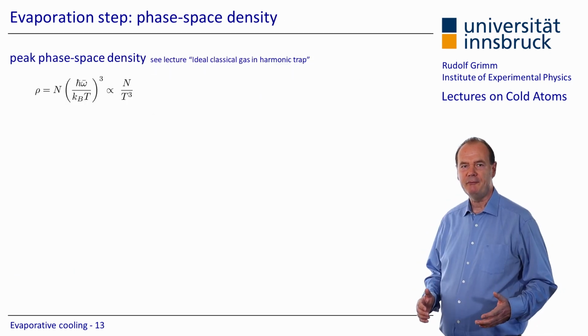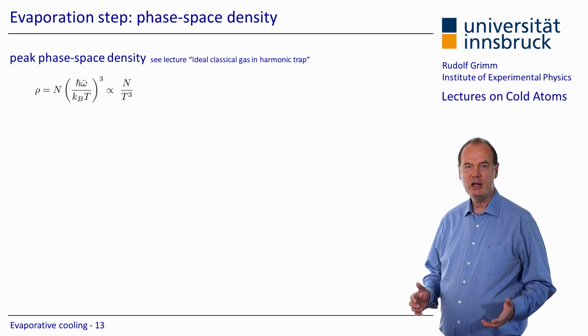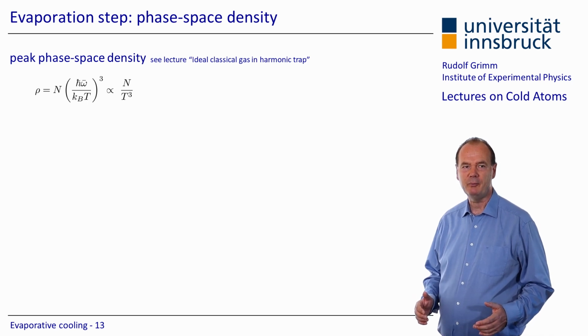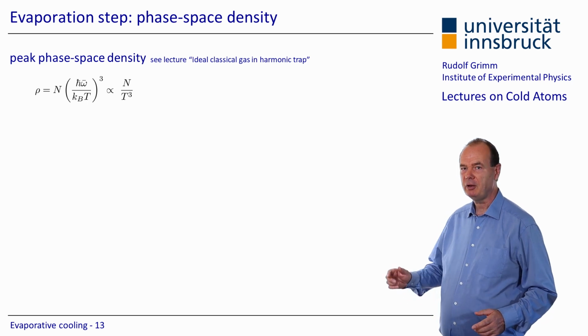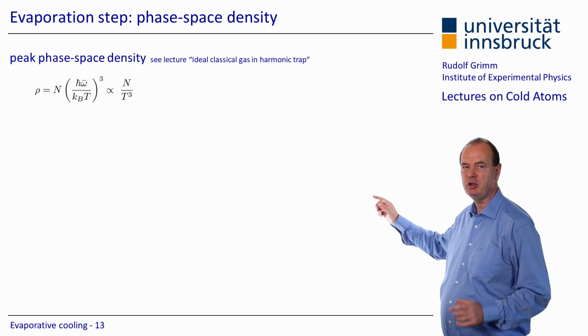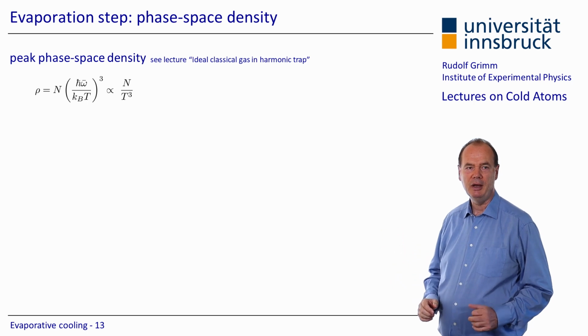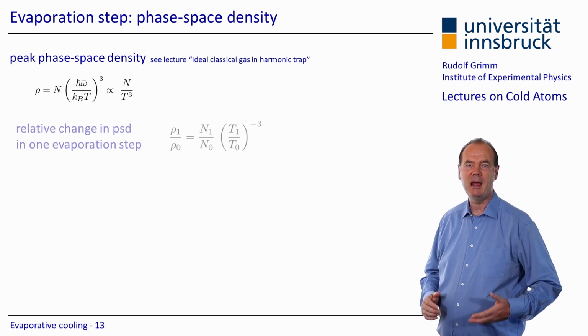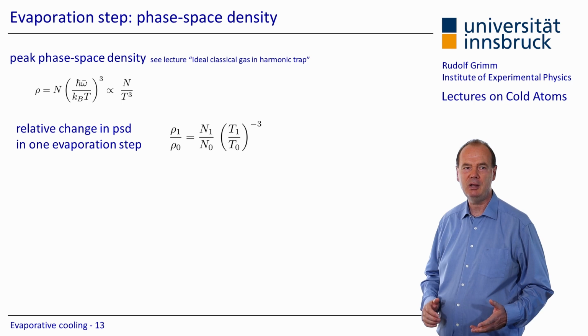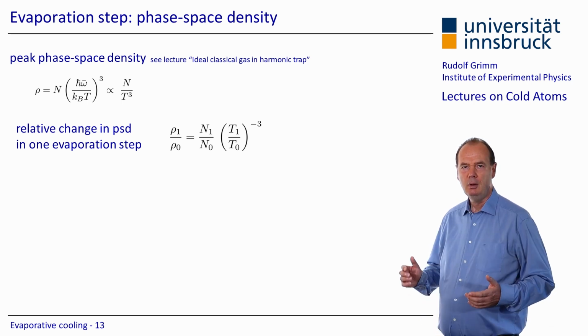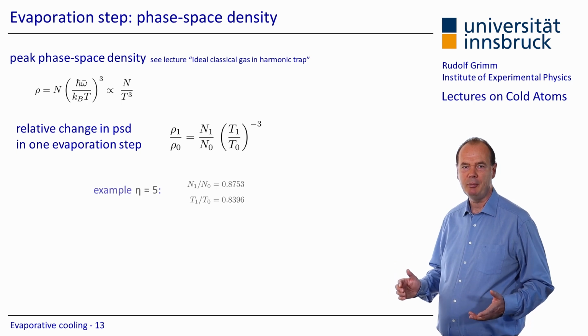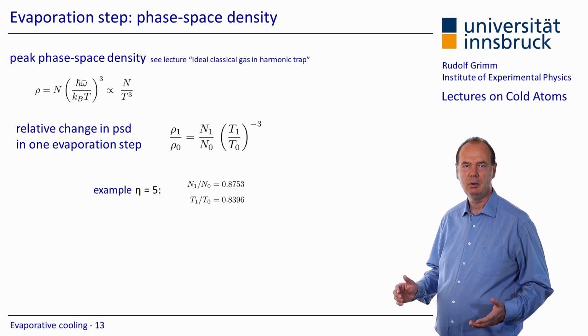What does it mean for the phase space density? Recall the expression for the peak phase space density from our earlier lecture. In a harmonic trap it scales as N over T cubed. And now it is straightforward to calculate the relative change in phase space density that we obtain in one evaporation step. Let us consider a numerical example, assuming a value of the truncation parameter of eta equals 5.